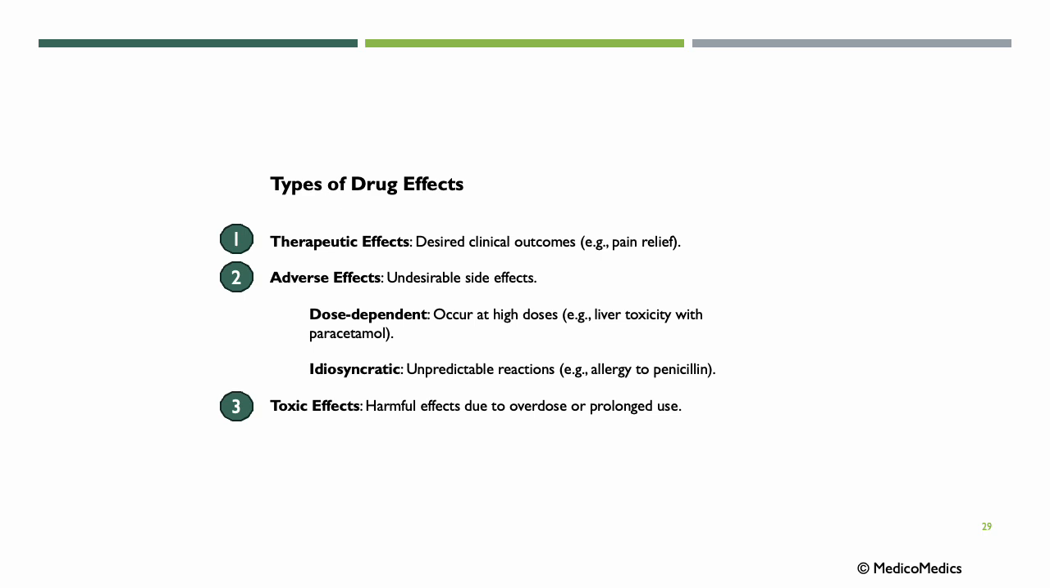Now, drugs can produce a range of effects in the body, and understanding these is essential for safe and effective clinical use. So, what are the therapeutic effects of a drug? These are the intended beneficial outcomes, such as pain relief from opioids, for example, or blood pressure reduction from antihypertensives. So this is the kind of result we want. We give this drug with the therapeutic effect being lowering blood pressure, for example.